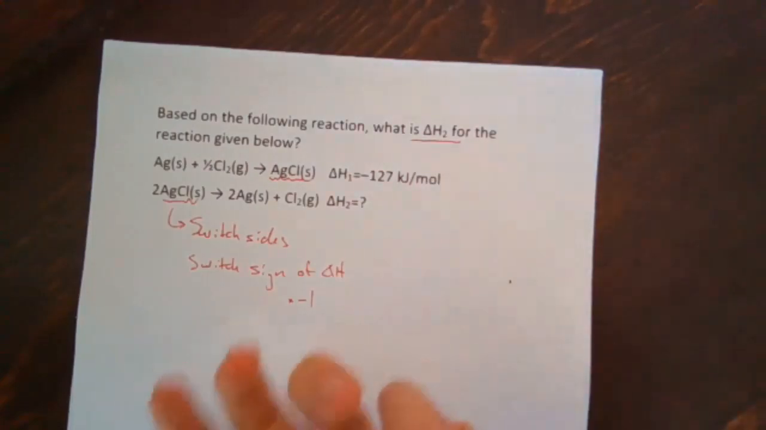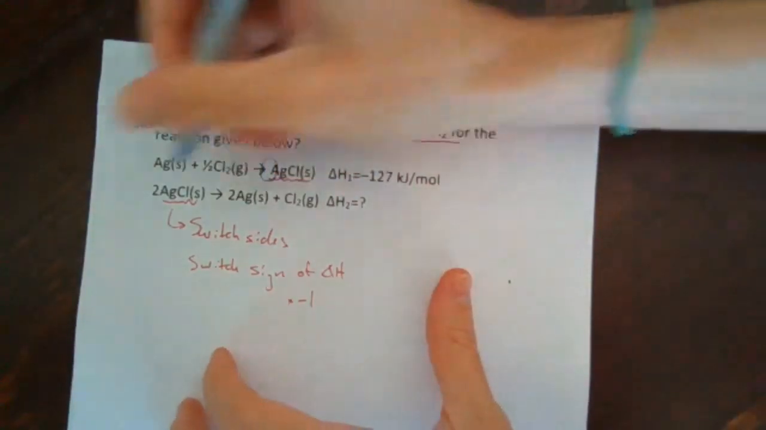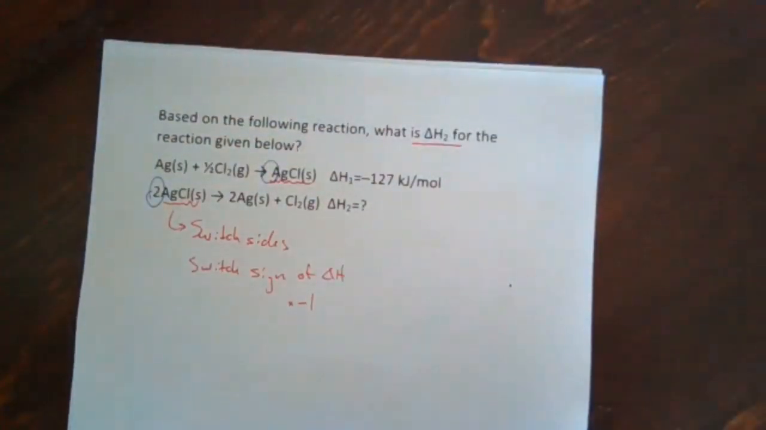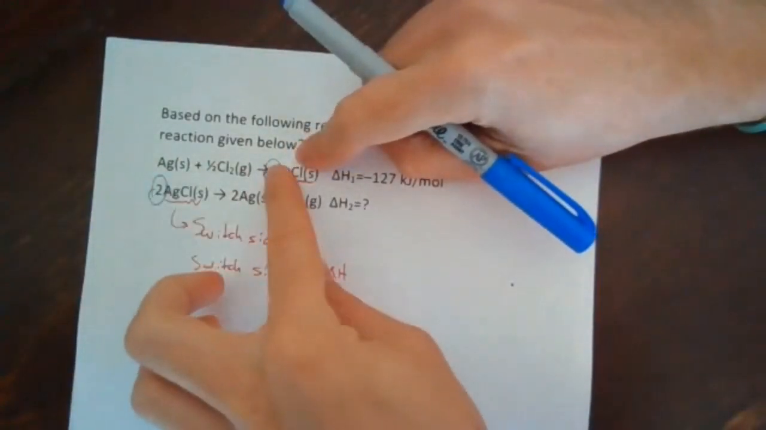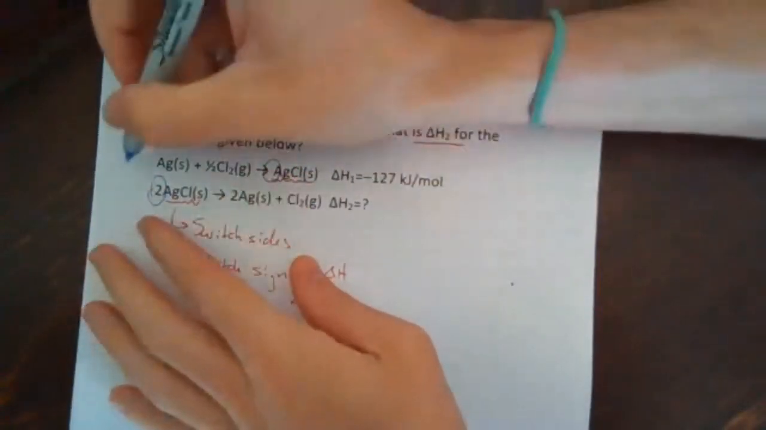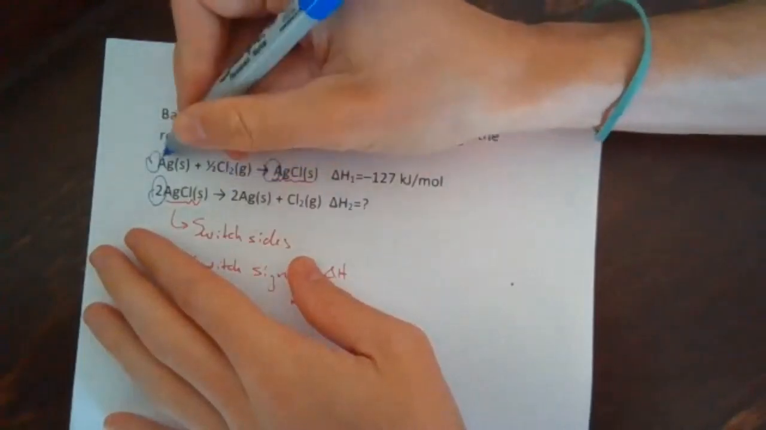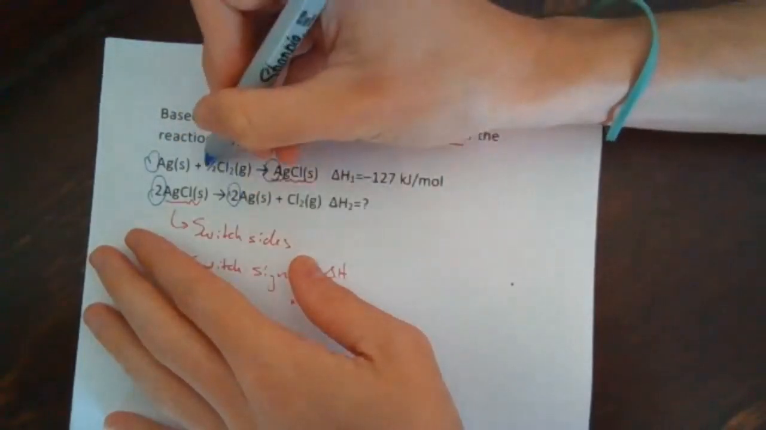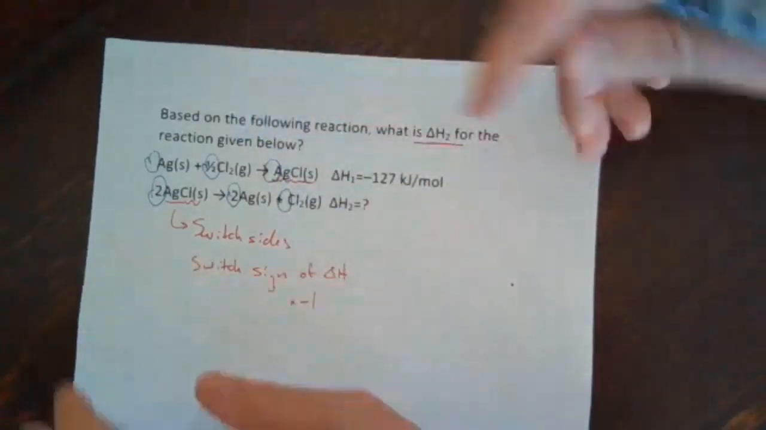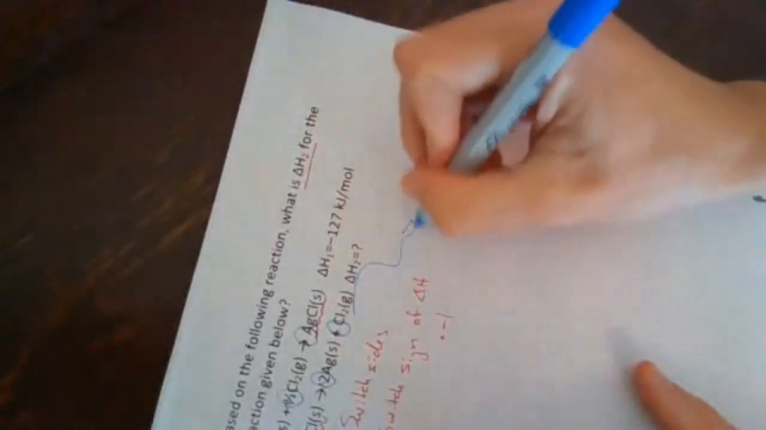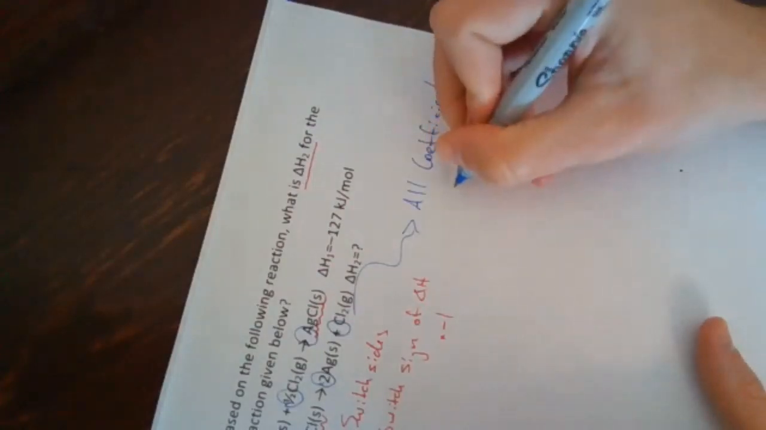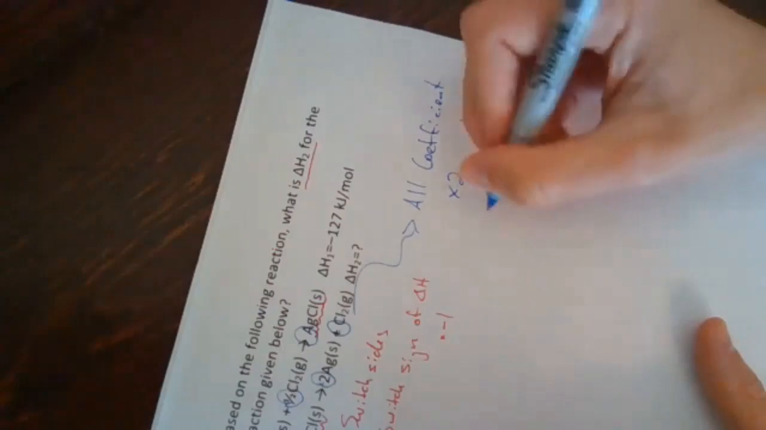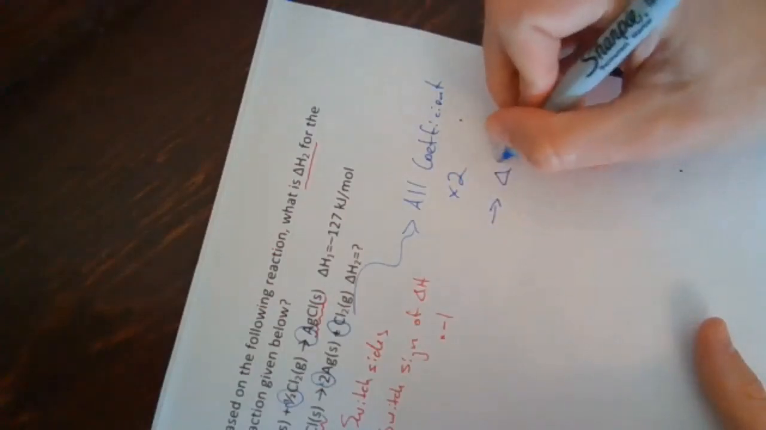The other thing we can see is that not only is the silver chloride on a different side of the reaction, it also has a different coefficient in front of it. Here it has a 1, here it has a 2. And so that'd be 1 times 2 to give you 2, and you can see this is actually consistent for everything. The 1 in front of the elemental silver becomes 2. The 1/2 in front of the chlorine becomes 1. So all coefficients are times 2. So what that means is we want to do delta H1 times 2.